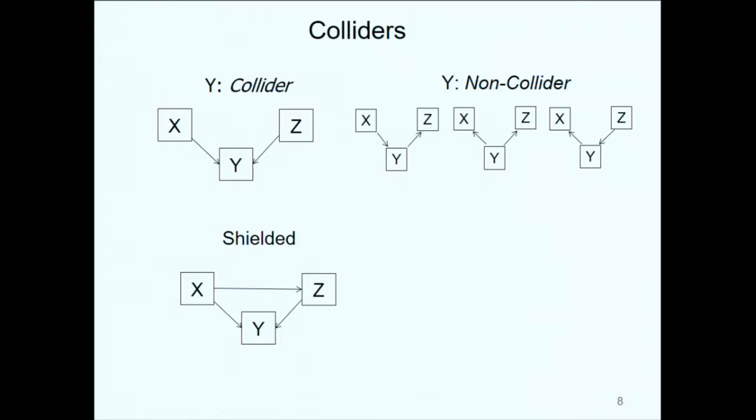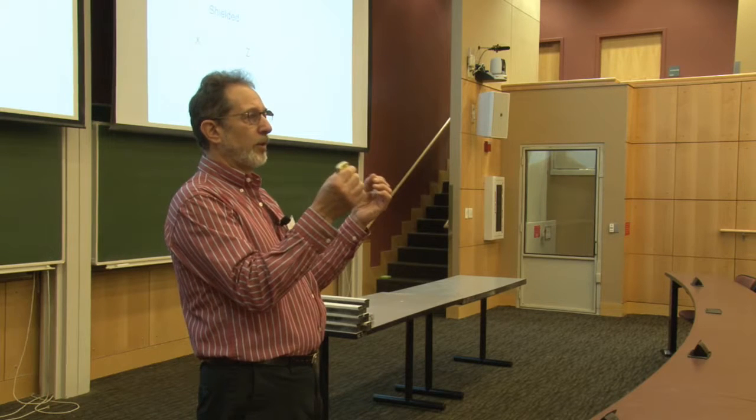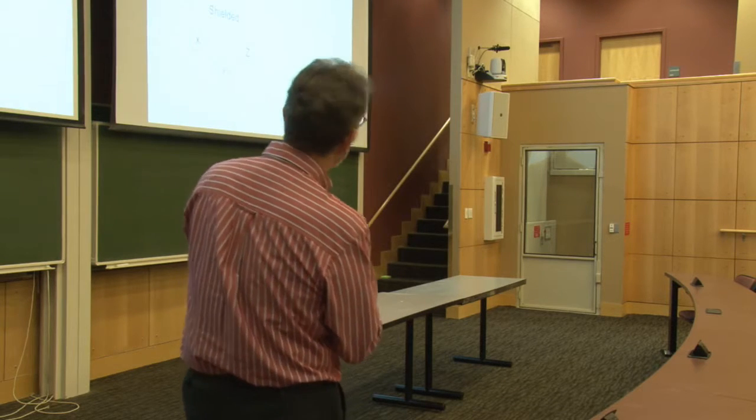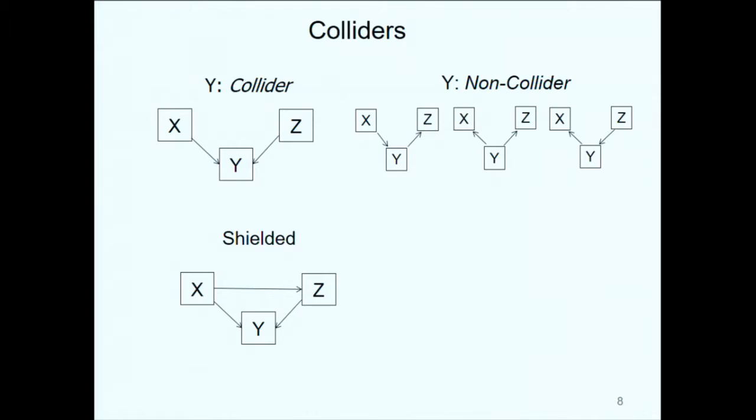So when y is a collider in this kind of situation, we ask whether x and z, the guys that point into it, are adjacent or not. Have I defined adjacency? Adjacency just means that there's some direct edge between those variables either way. So x and z are adjacent, and they'd still be adjacent if z caused x directly, as opposed to x causing z. So any kind of direct edge there means they're adjacent. So y is a collider, and it's shielded because x and z are adjacent, and here it's unshielded. That's simple. Everybody got that?